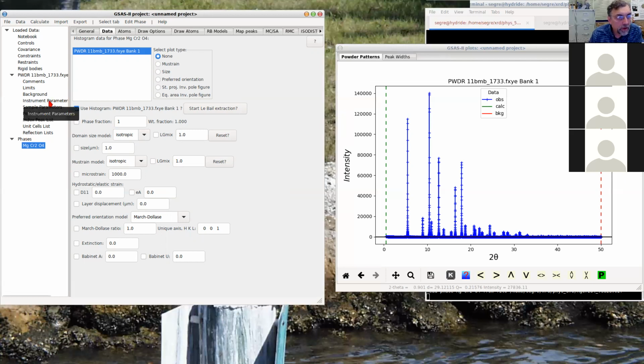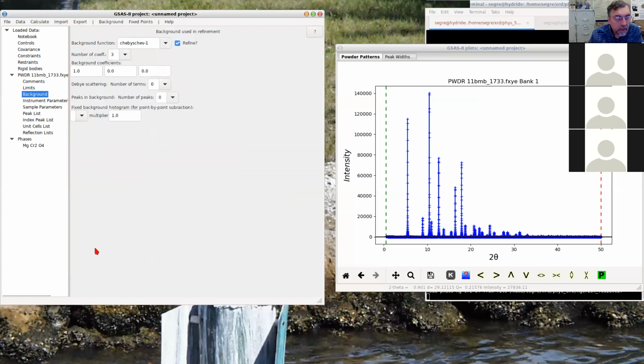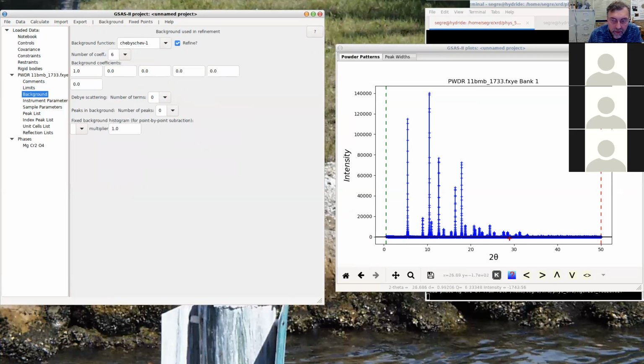You also have here a background. Now, the background here is pretty flat, but we still need to fit it with something. And typically, the best way to use the background function is to use the Chebyshev polynomials. And we're going to refine it. It's set up to refine. And right now it says 3 coefficients. I like to start at 6 for something that's sort of flat. That's usually good enough. Sometimes I have to go higher if there's a lot of structure to the background. We'll see how that works out and whether we need anything better. And these are all going to be refined.